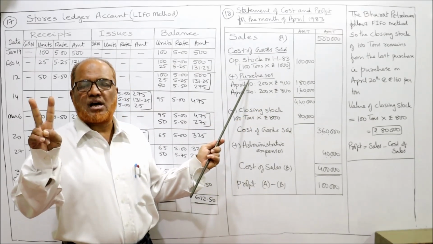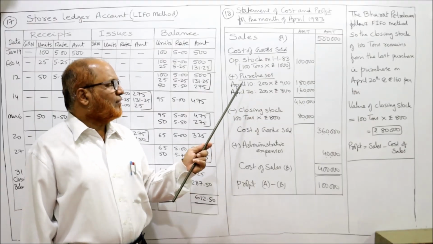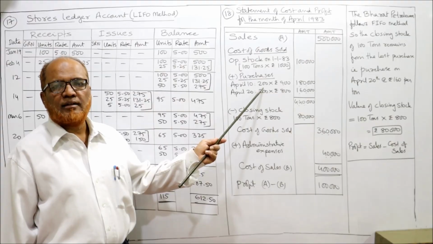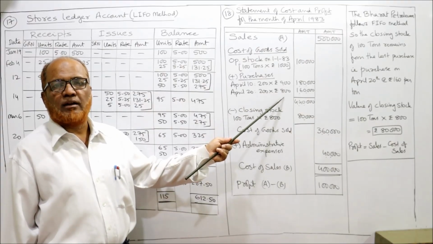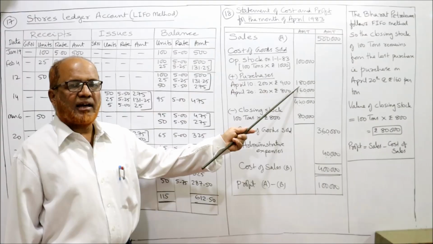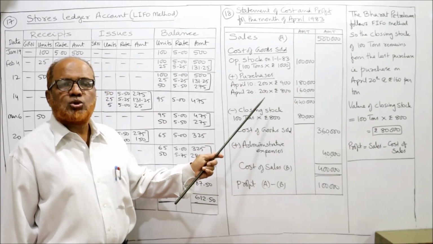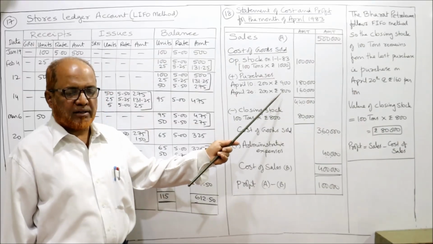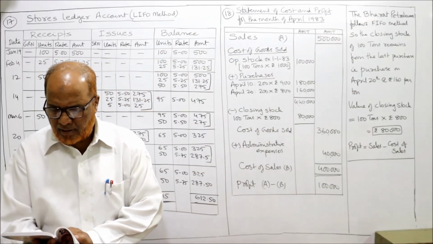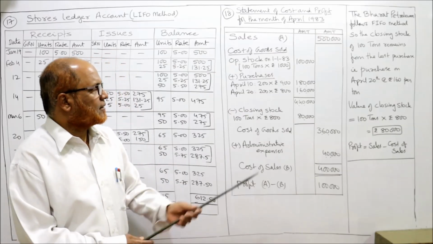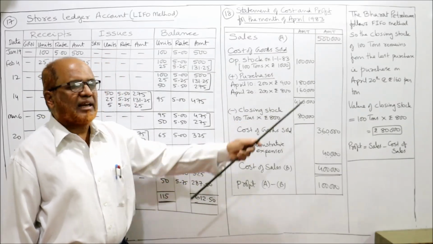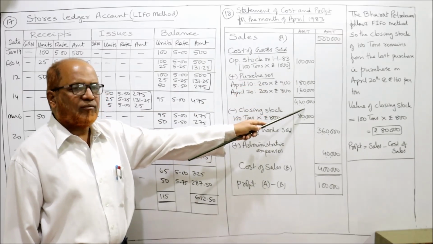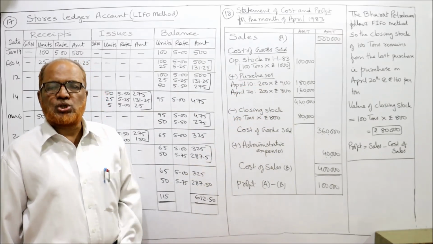Purchases. Twice purchases are made during the month. The first purchase was made 10th April, 200 tons at the rate of 900 rupees per ton. So 200 into 900, 1,80,000. Then April 20th, 200 tons are purchased at the rate of 800 rupees per ton. So 200 into 800, 1,60,000. So add up opening stock plus purchase 4,40,000 minus closing stock.